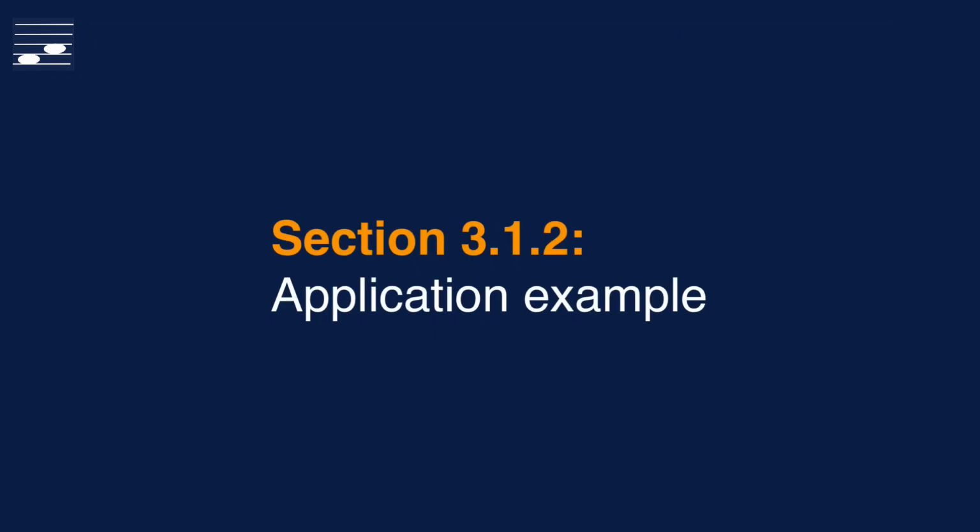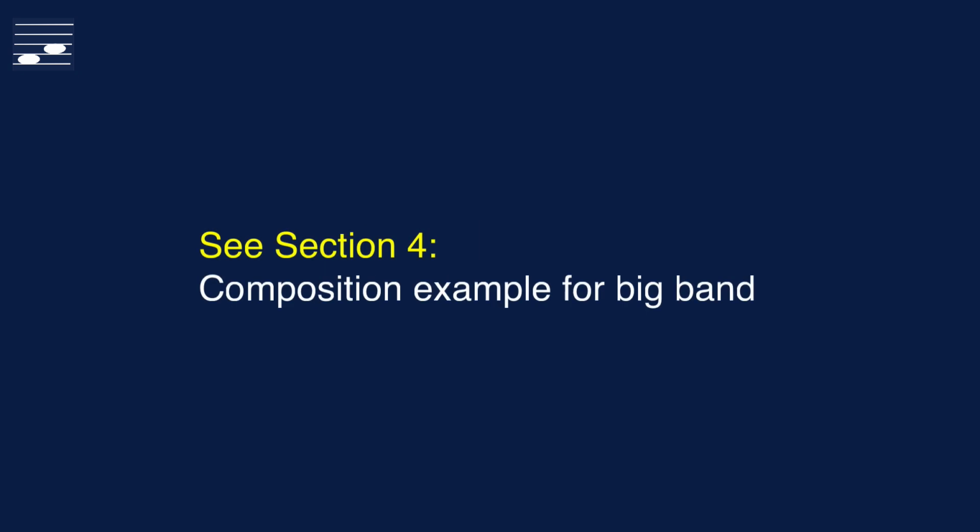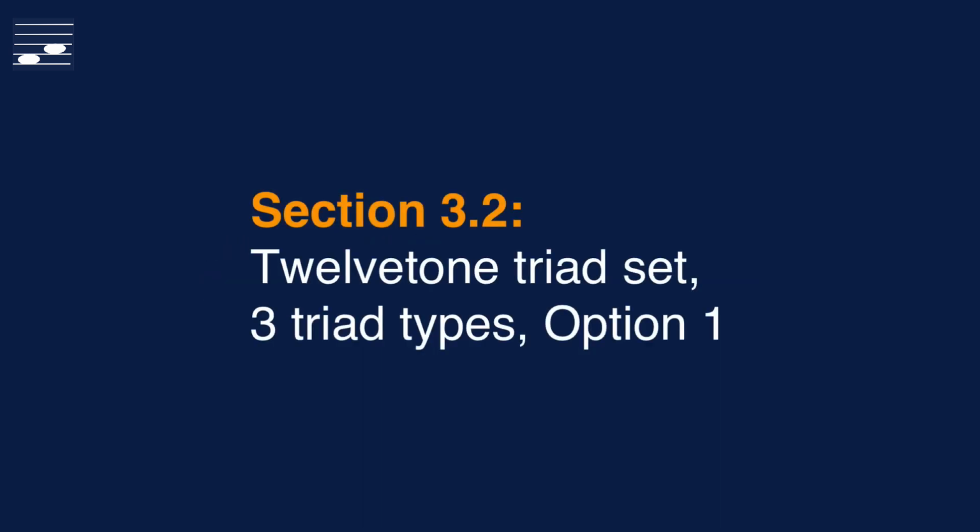Application of the 12-tone triad set with 4 types is postponed until the end of this video, where I present a 12-tone jazz composition example. Next we look at the 12-tone triad sets with 3 different chord types.